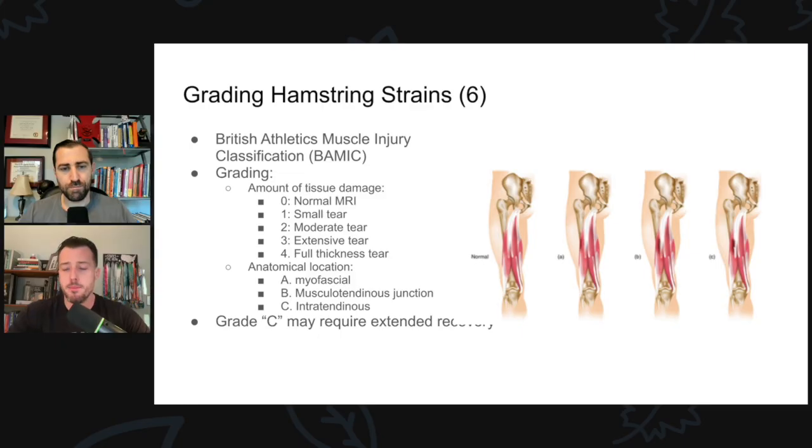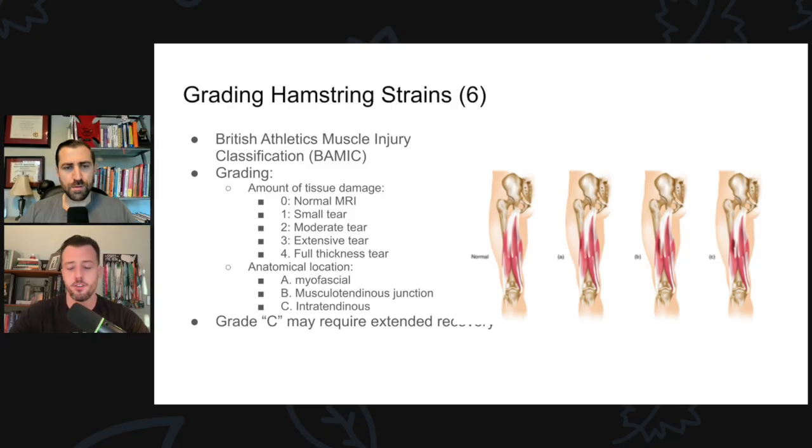All right. So, one of the common classification systems that you might see is the British Athletics Muscle Injury Classification, or BAMIC. And they have a pretty cool grading system where there's two parts. There's the amount of tissue damage, and then there's the anatomical location. So, the tissue damage, they're going to grade it from a 0 to a 4. A 0 is like you take an MRI and everything looks totally normal. A 1 with an MRI, there's a small tear.